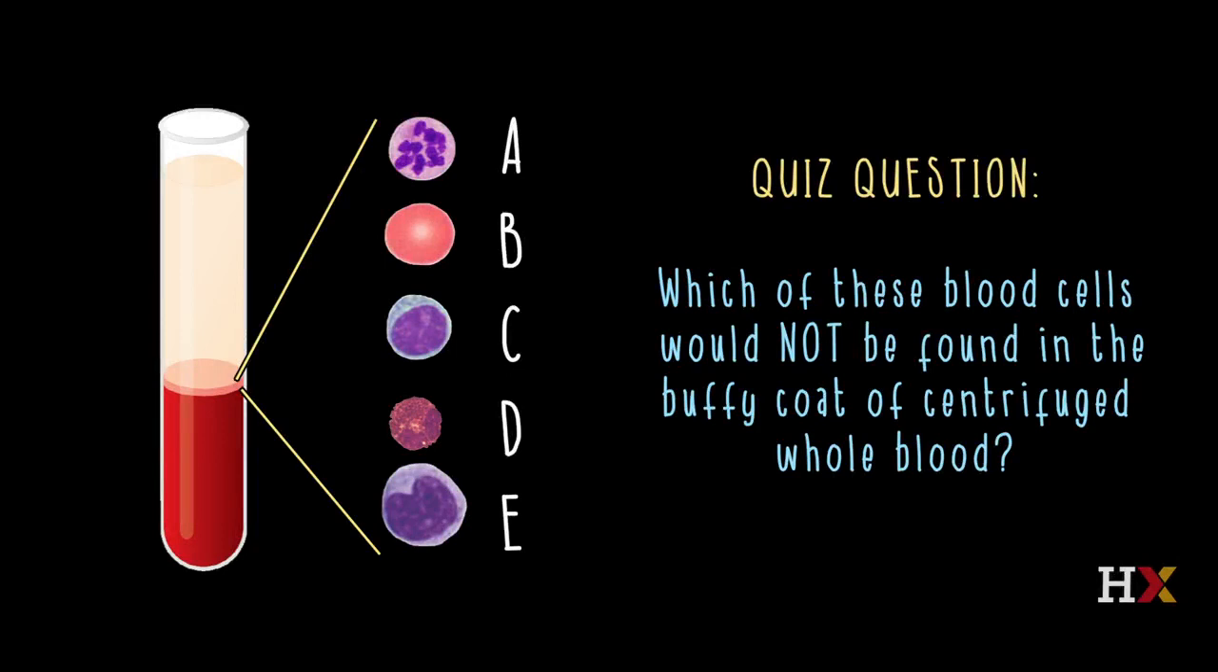And the answer again is the erythrocyte. So the neutrophil and the lymphocyte and the monocyte and the eosinophil would all be found in the buffy coat, but not the red blood cell. So when you look at a blood smear, and we'll be looking at a histological slide of blood vessels in a little while, most of the cells that you see within the lumen of the vessel, the inside of the vessel, will actually be red blood cells with no nuclei.